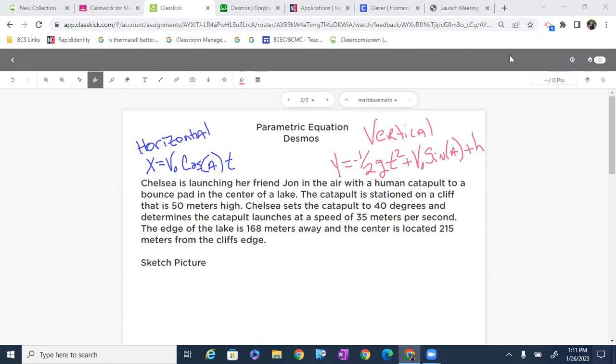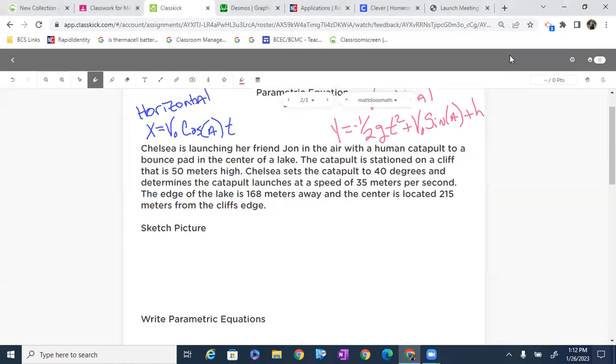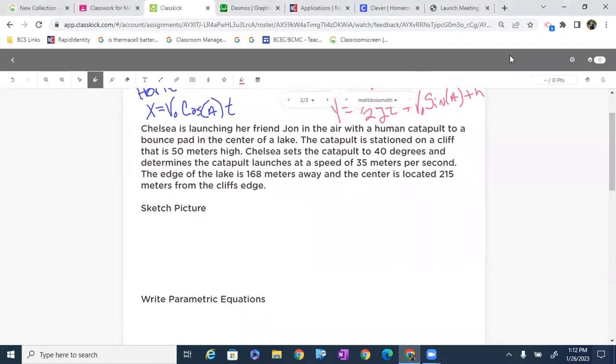Chelsea is launching her friend John in the air with a human catapult to a bounce pad in the center of the lake. The catapult is stationed on a cliff that is 50 meters high. Chelsea sets the catapult to 40 degrees and determines the catapult launches at a speed of 35 meters per second. The edge of the lake is 116 meters away, and the center is 215 meters from the cliff's edge. Sketch a picture. All right, so let's do a quick picture on this just so we understand what is happening.